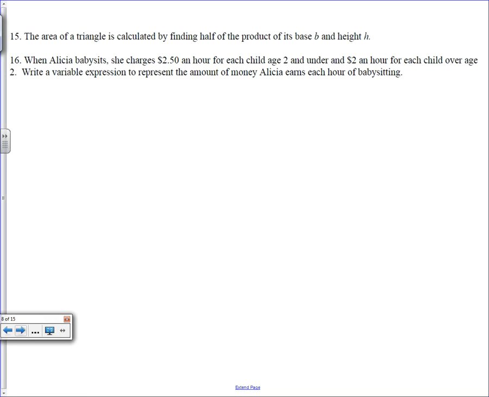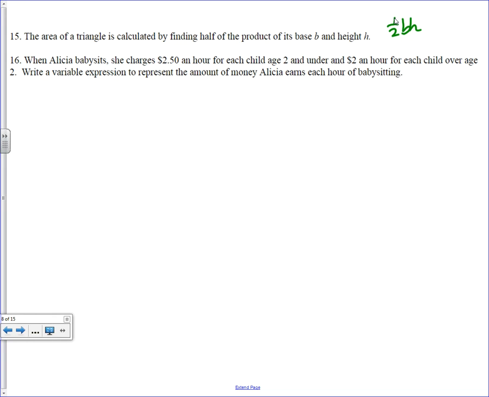The area of a triangle is calculated by finding half of the product of its base B and height H. Half of the product. What does product mean to do? Okay, so how do I do that? Half times what? B. Also times what? There we go. Half BH. Now, folks, again, they're telling you what variables to use, right? Not so much in this next one.